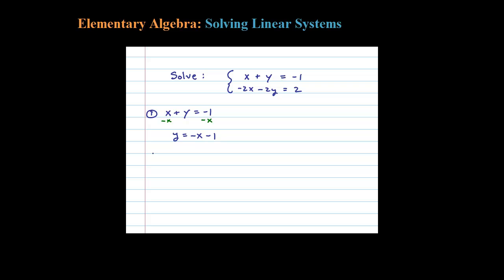Now let's look at the second equation. The second equation says -2x minus 2y equals 2. A number of ways to solve this, but I'll first add 2x to both sides. Leaves me with -2y equals 2x plus 2. Okay, and then dividing by -2, that leaves me with y on the left side, right?